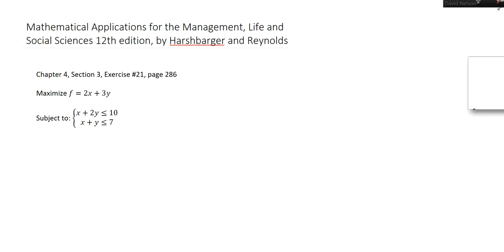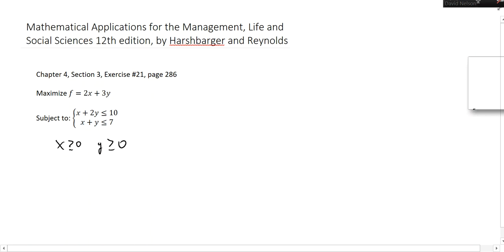We are trying to maximize f equals 2x plus 3y, subject to the constraints x plus 2y is less than or equal to 10, and x plus y is less than or equal to 7. We also have the basic constraints of x greater than or equal to 0, and y greater than or equal to 0. Those are also part of this, and we're supposed to use the simplex method.